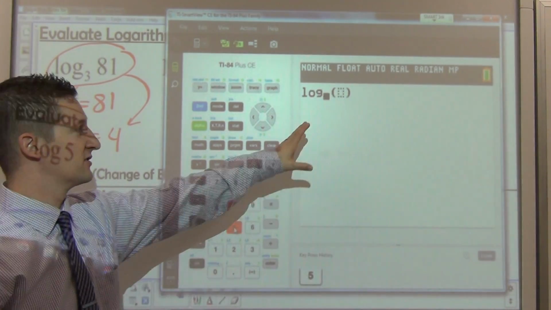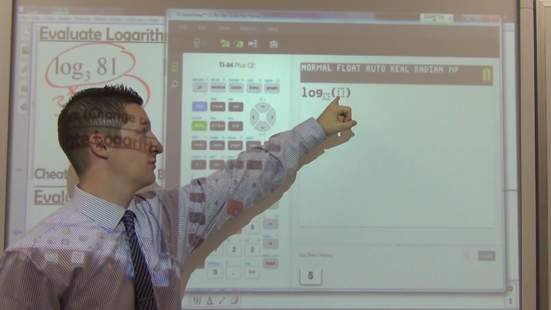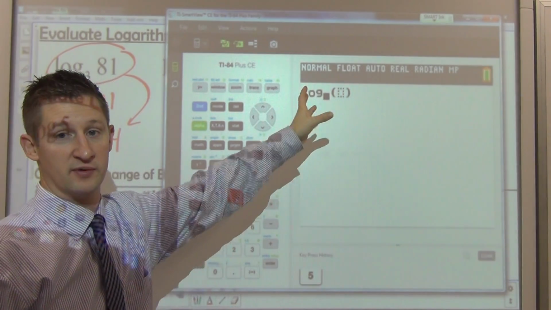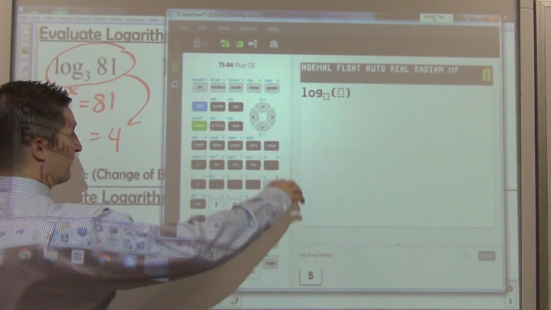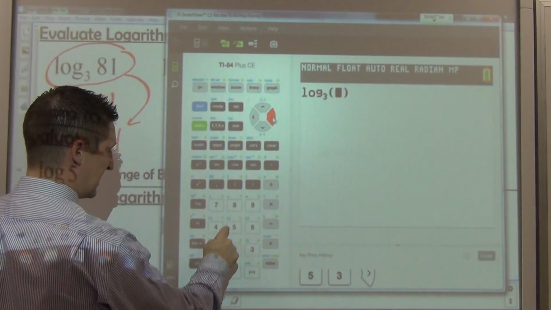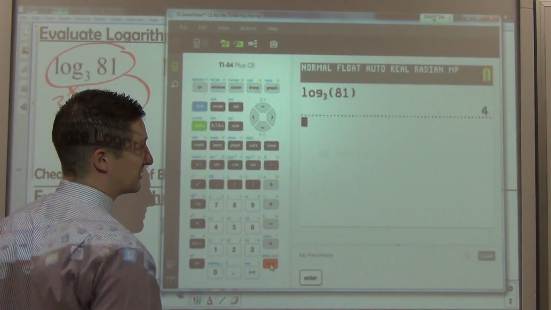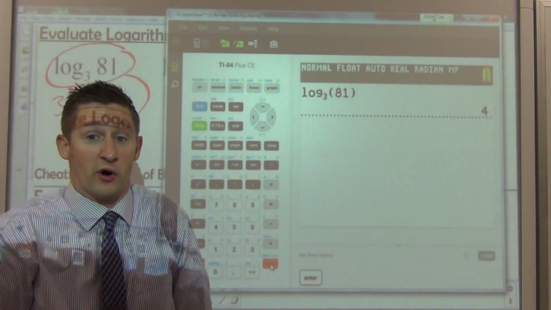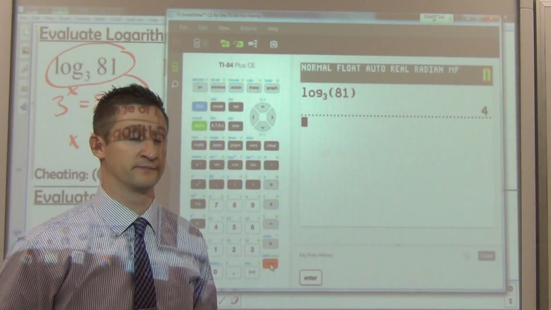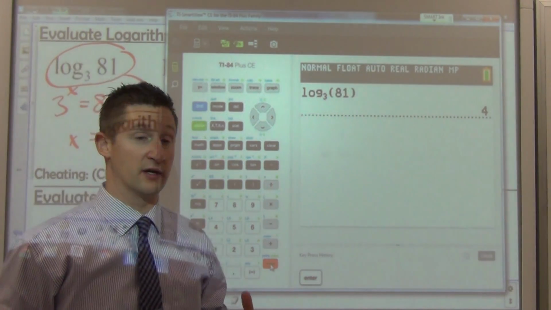What happens then is I get this log and 2 boxes. The small box is for the base, the big box is for whatever number I'm finding a logarithm of. So if I want to find the log base 3 of 81, I put a 3 in that box, and I put 81 in that box, and then I hit enter, and it evaluates it and tells me that the logarithm is equal to 4, because 3 to the fourth is 81. No problems.